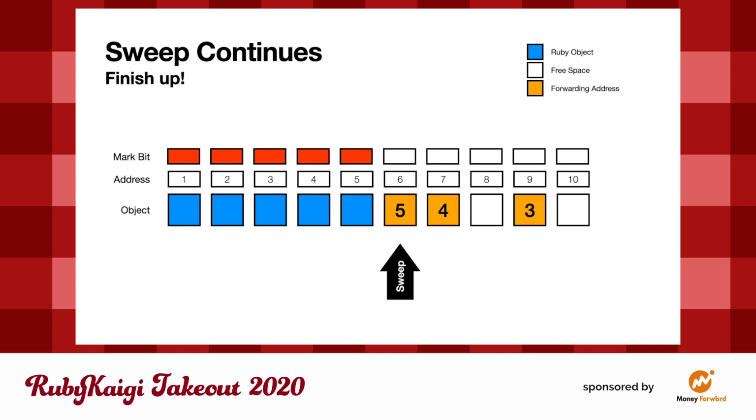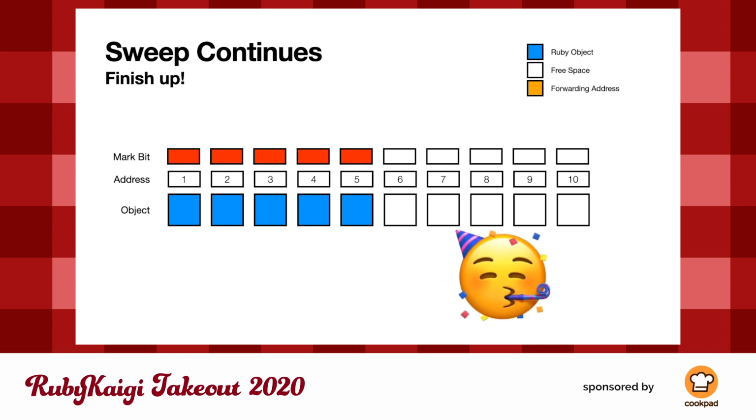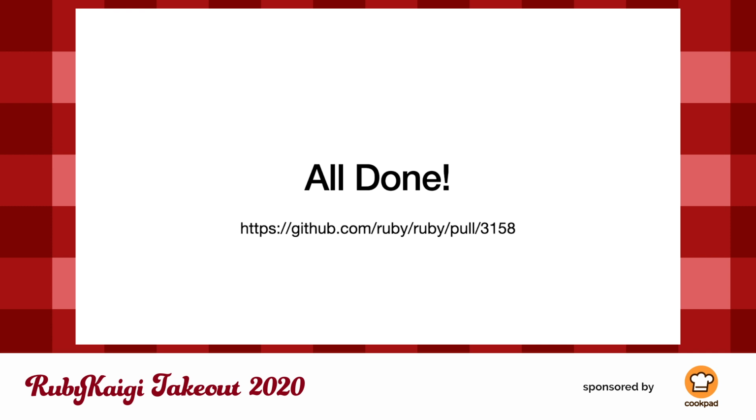When the reference updating is finished, then the sweep step just continues as normal. What's really nice about this is that the sweep step naturally and automatically removes all of the forwarding addresses for us. And now compaction is complete.